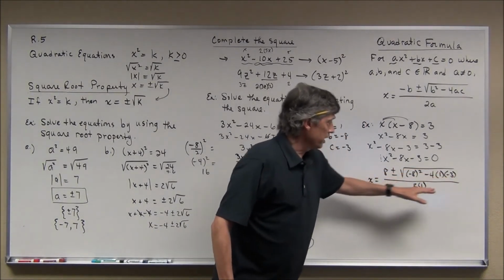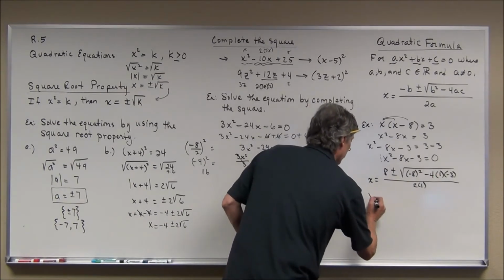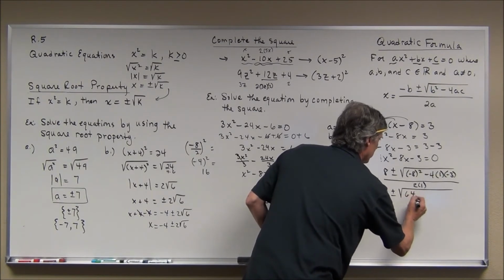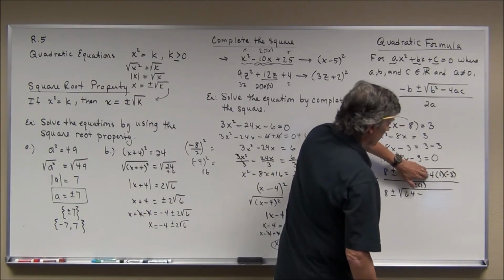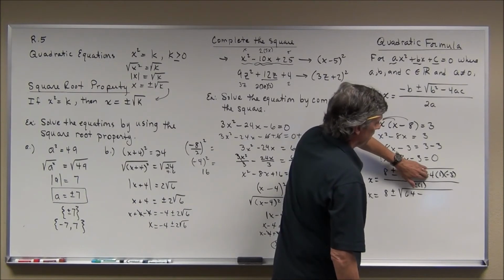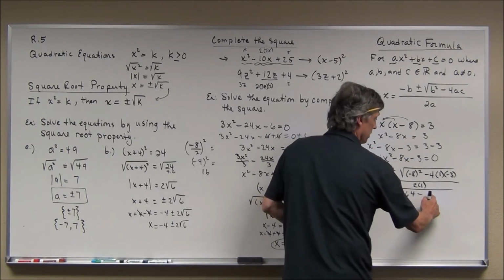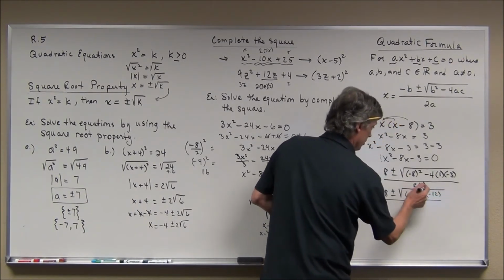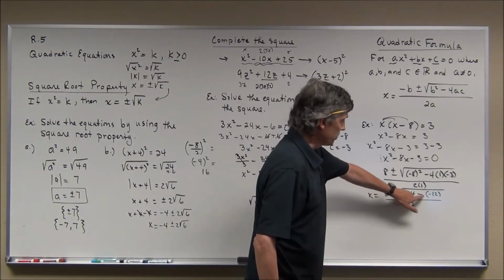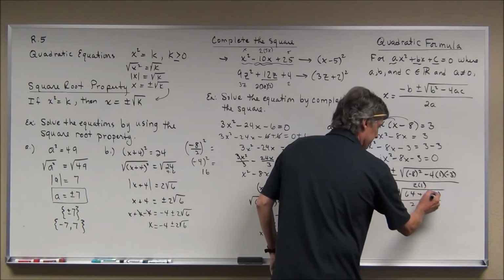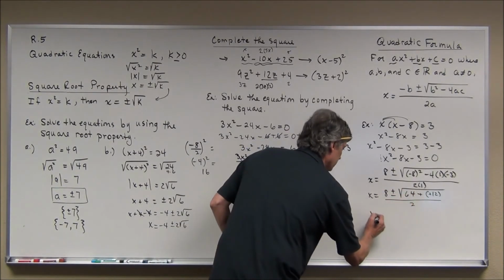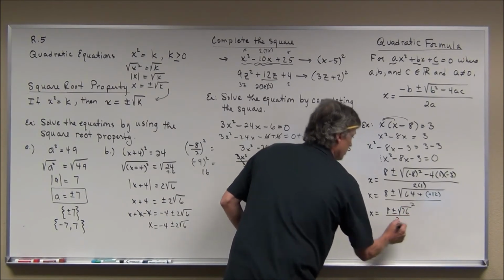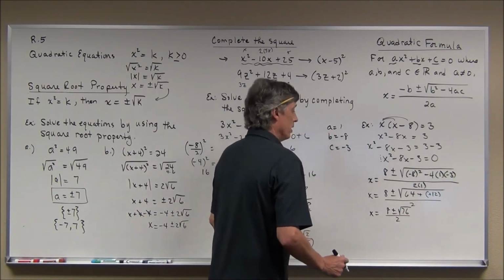Be careful with your arithmetic underneath the radical, especially with the signs. I'm going to write this as x equals 8 plus or minus the square root of, this is 64, minus 4 times 1 times negative 3 is negative 12. So this is going to be minus negative 12. Okay, and that's all over 2. When you subtract the negative, that's the same as adding the opposite. So that turns out to be 76, all over 2.